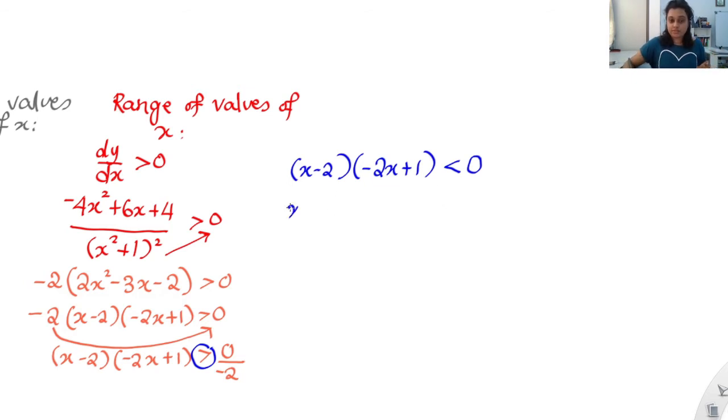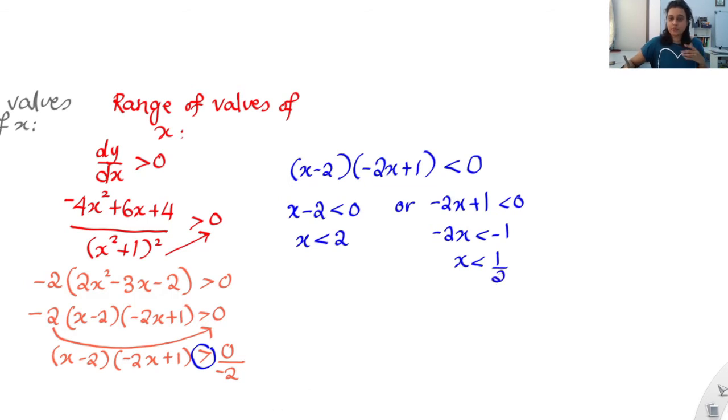Now we solve separately. x minus 2 less than 0, so x is less than 2, or negative 2x plus 1 less than 0, negative 2x less than negative 1, x is less than 1 over 2. So now we have 2 and negative 1 over 2. Sorry, this one, 1 over 2. Is that correct, right?